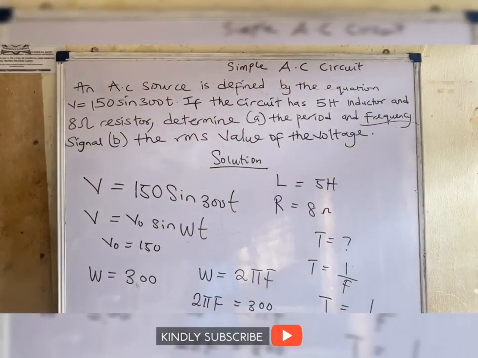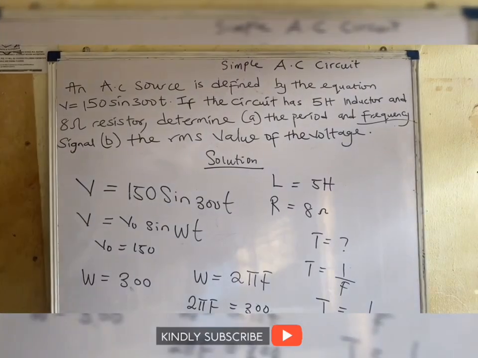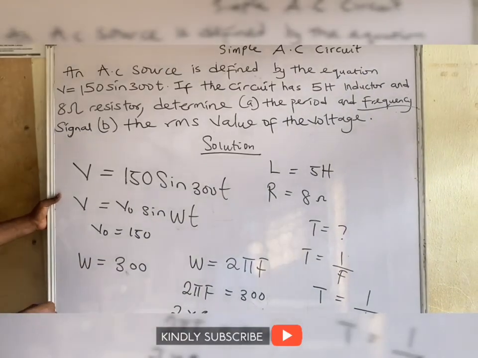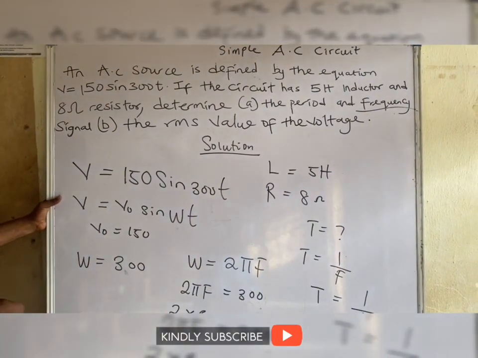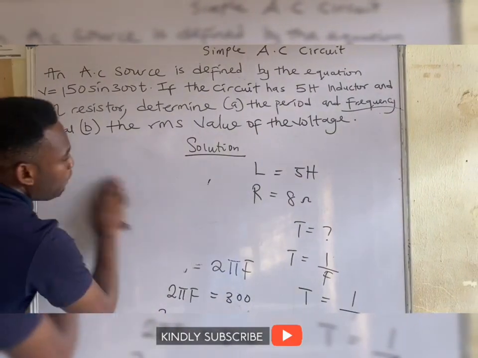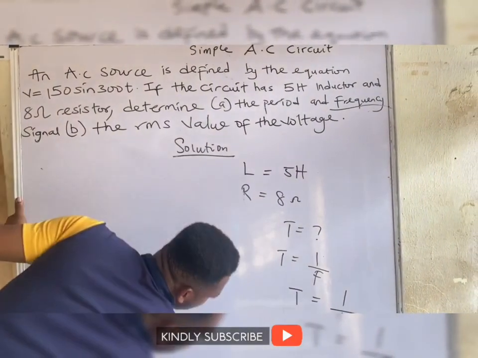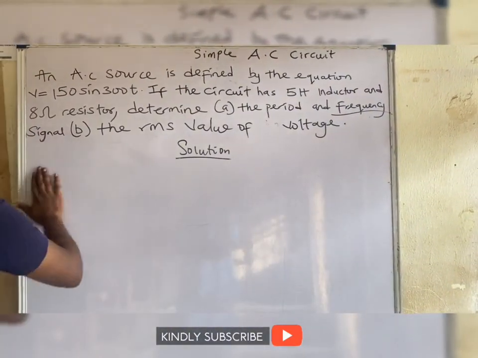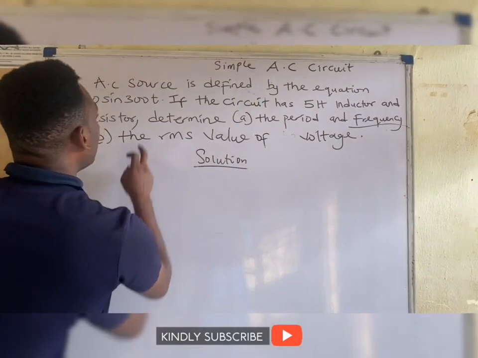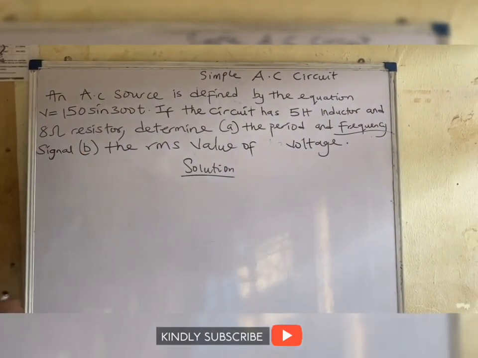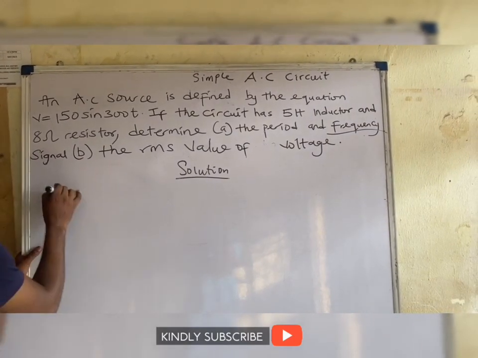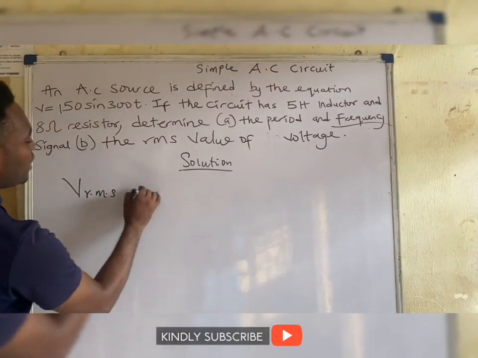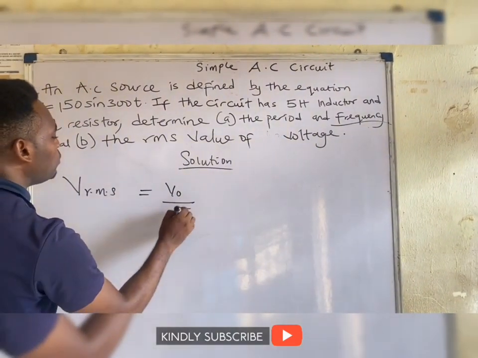Do we have a formula for RMS voltage? Yes, I gave you earlier. How do I use it now? So you can copy the solution to this. Alright, solving now. The root mean square value of the voltage. So what is it? V root mean square. What do you say it is? V naught over what? Root 2.